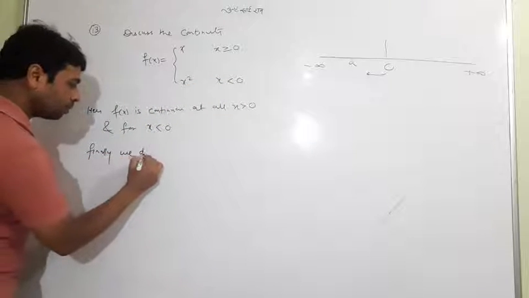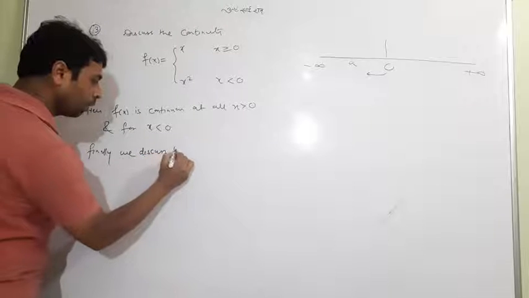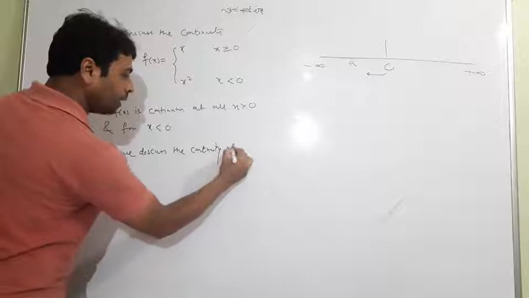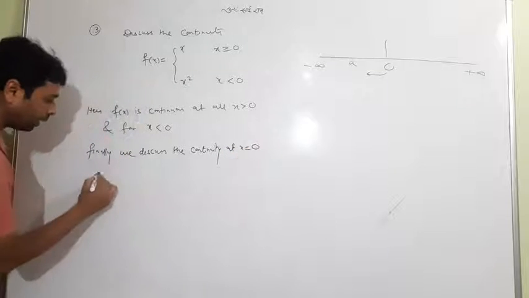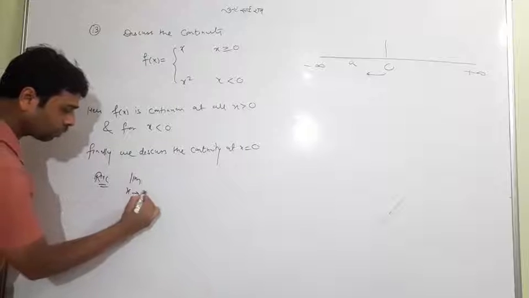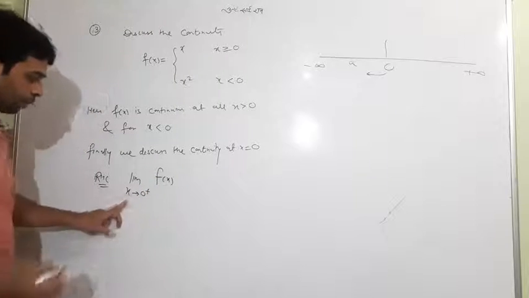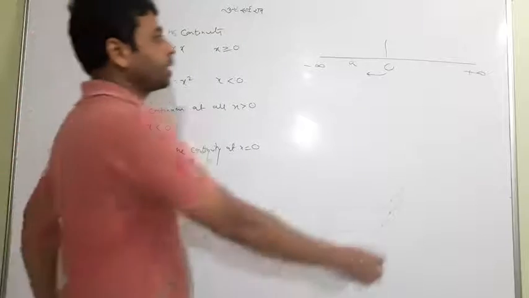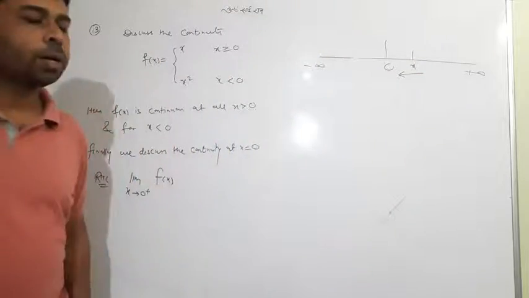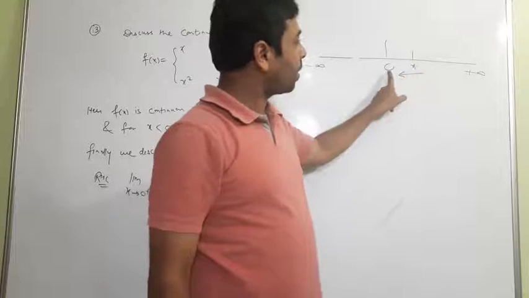Now finally we discuss the continuity at x is equal to 0. I ask you one thing, that what is right hand limit? X tends to 0 plus function. What is its meaning? When x is coming to 0 from right side. When x is coming to 0 from the right side. In this scenario, x is greater than 0.